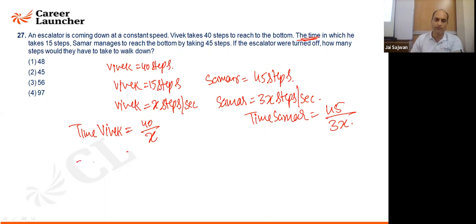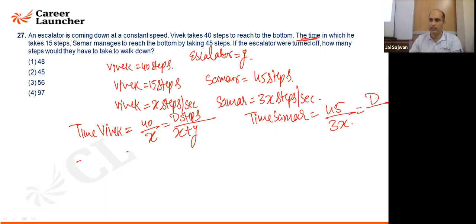Can I say, time taken by Vivek: d is the total number of steps present on the escalator. So the total steps are not traveled by Vivek only, they are also traveled by the escalator. If I assume the speed of the escalator is y steps per second, the time taken by Samar and the escalator to travel d steps is d upon 3x plus y. You'll say, yes sir, both of them are the same. I believe it is clear. So I know 40 upon x is equal to d upon x plus y. This is the time taken by Vivek.